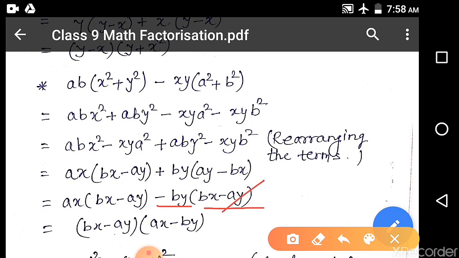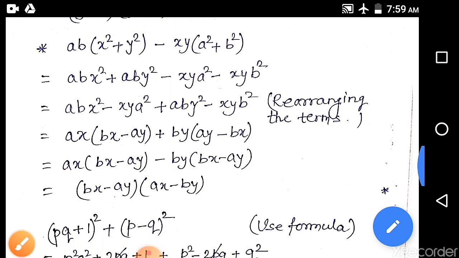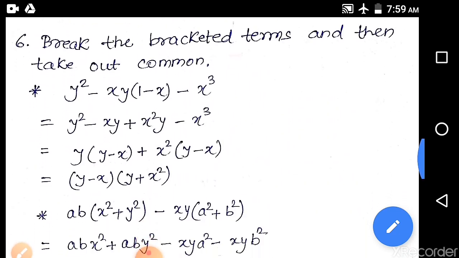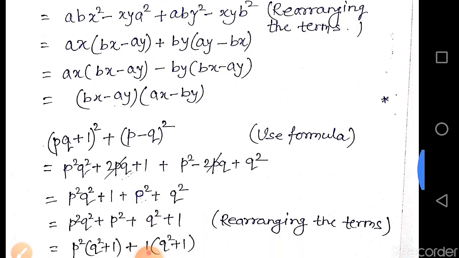So bx minus ay is two bracketed terms, the same bracketed terms that can be taken out as common, and here we have taken out bx minus ay as the common factor. And what is left? Ax minus by. So this is the complete factorization. This is how we do this step: break the bracketed terms and then take out the common factors. Now we have one more example.